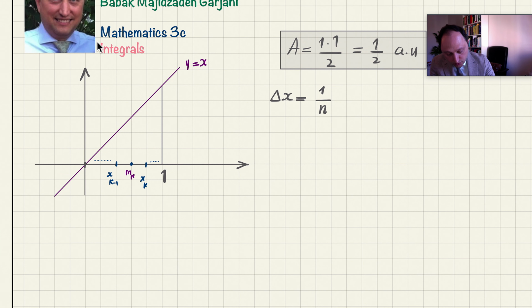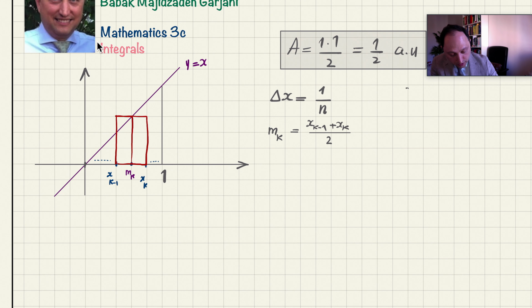And then what should I do? Let me change the color. You need to go up, intersect this, complete your rectangle. Okay? This is the thing that you have to do here. Okay, so what is m sub k? M sub k is the middle point here, so it is x sub k minus 1 plus x sub k divided by 2. Yes? This is m sub k.